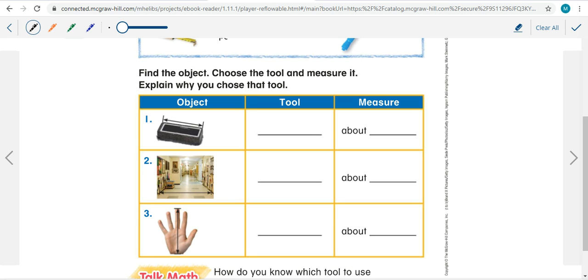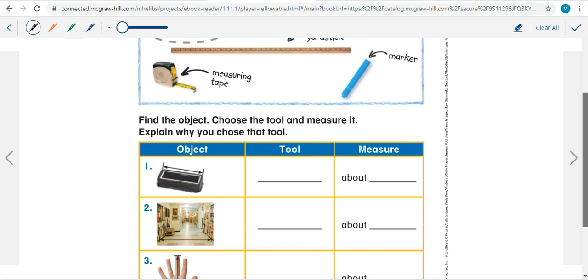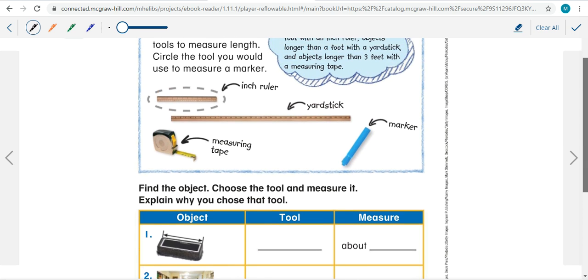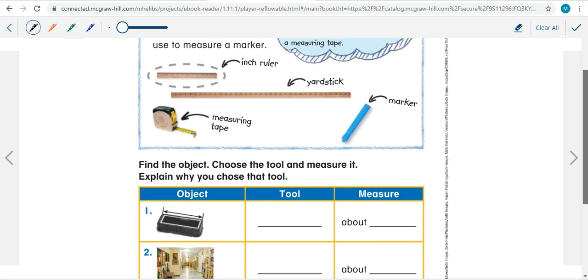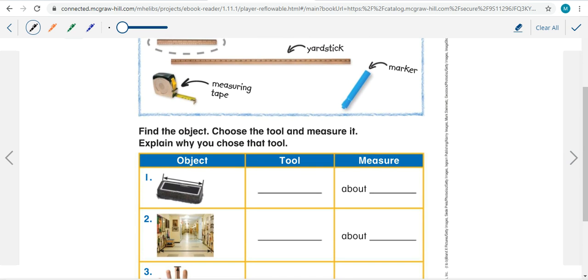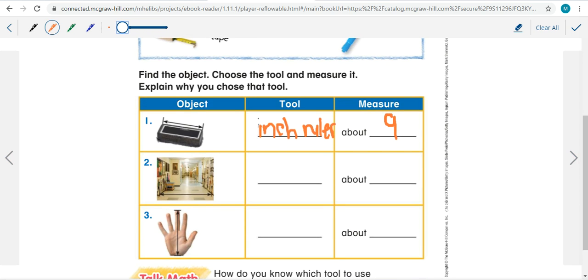Now, to measure the eraser, which tool do you think is better to measure the eraser with? Yes, you're right. So inch ruler, okay? So we are going to write on number 1, inch ruler, okay? Now, we are going to estimate about how many inches long you think the eraser is? The answer is 9. Remember that when we estimate, it's not the exact amount, it's a number close to the real amount.